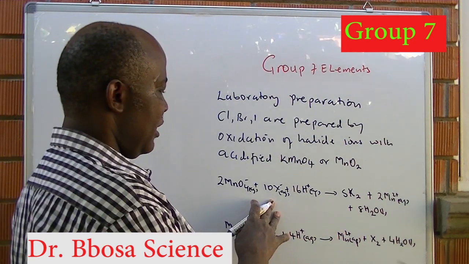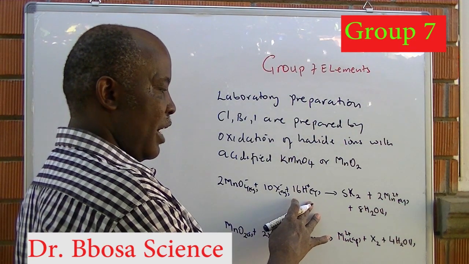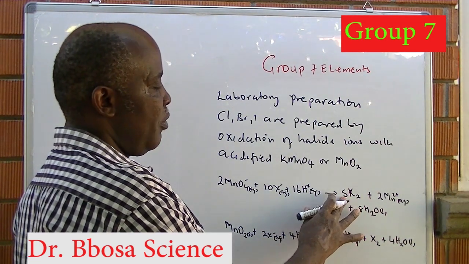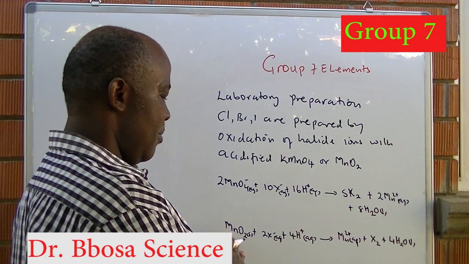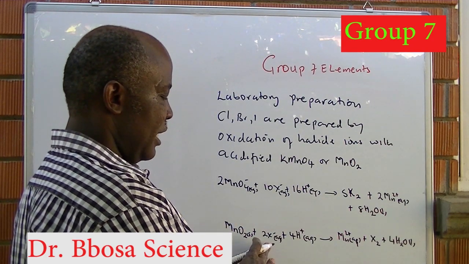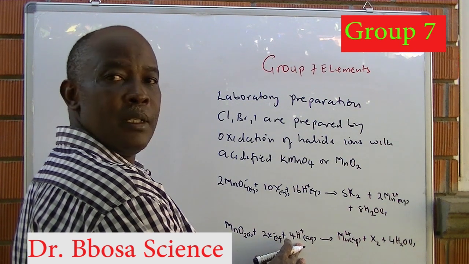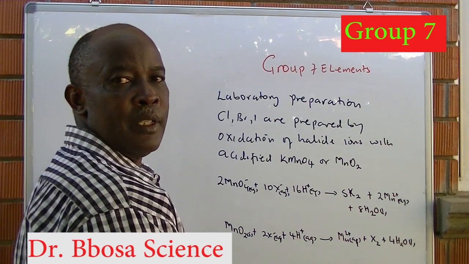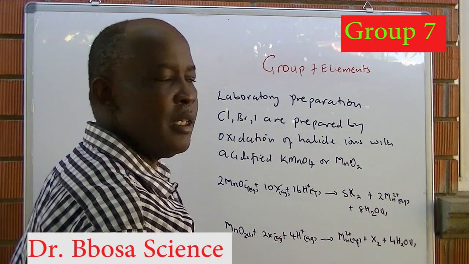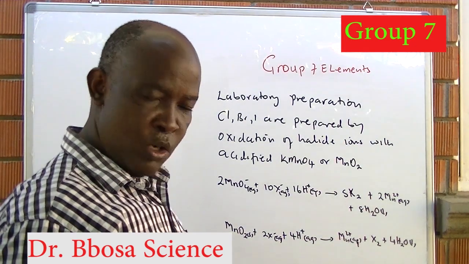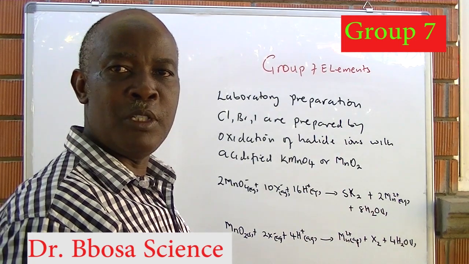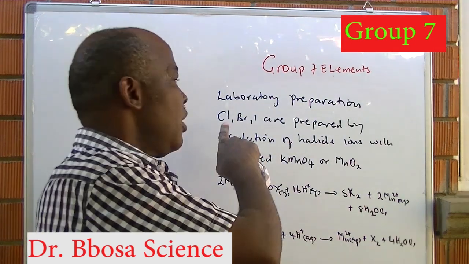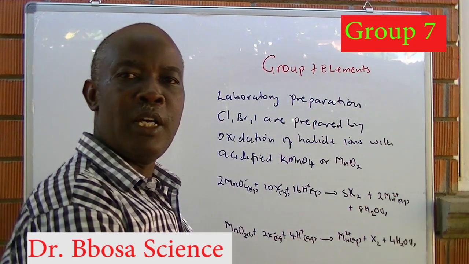Permanganate plus halide ions in the presence of an acid will give you a halogen, either chlorine, bromine, or iodine. Similarly, manganese dioxide plus halide ions in the presence of an acid will give you a halogen. In inorganic chemistry, we are interested in a balanced equation and writing symbols. Iodine is capital I, bromine is capital B, small r, chlorine is capital C, small l.